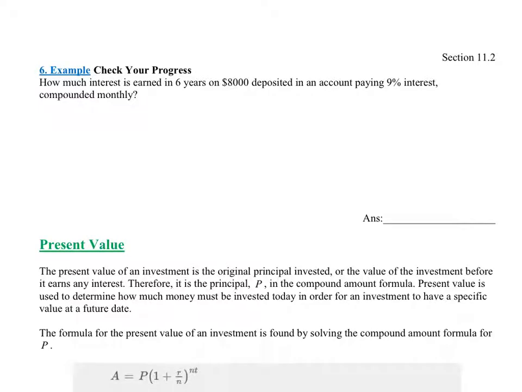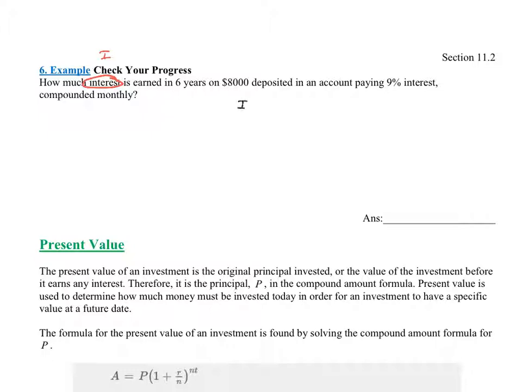So example 6: how much interest is earned in 6 years on $8,000 deposited in an account paying simple interest compounded monthly. Again, I know it's a compound problem, so I'm going to be using a compound interest formula, but I do want to make sure I understand what they want. They want the interest I, not the future value of the investment, so you've got to be really careful with this.